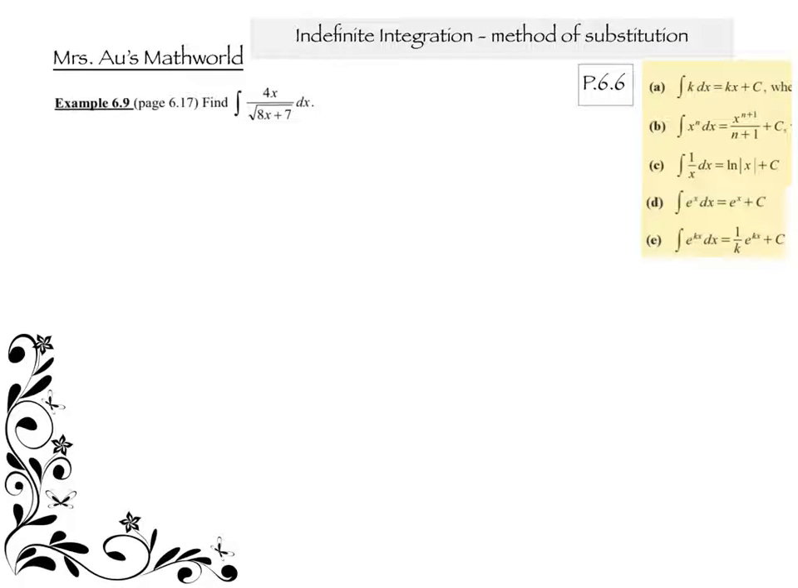Today we are going to have an advanced version of the method of substitution of integration. Please turn to page 6.6 of your worksheet booklet. In this question, you can see that there are two variables of x inside the integral here. And if we differentiate x plus 7, you still cannot get rid of the x here, right? So this time we need another skill.